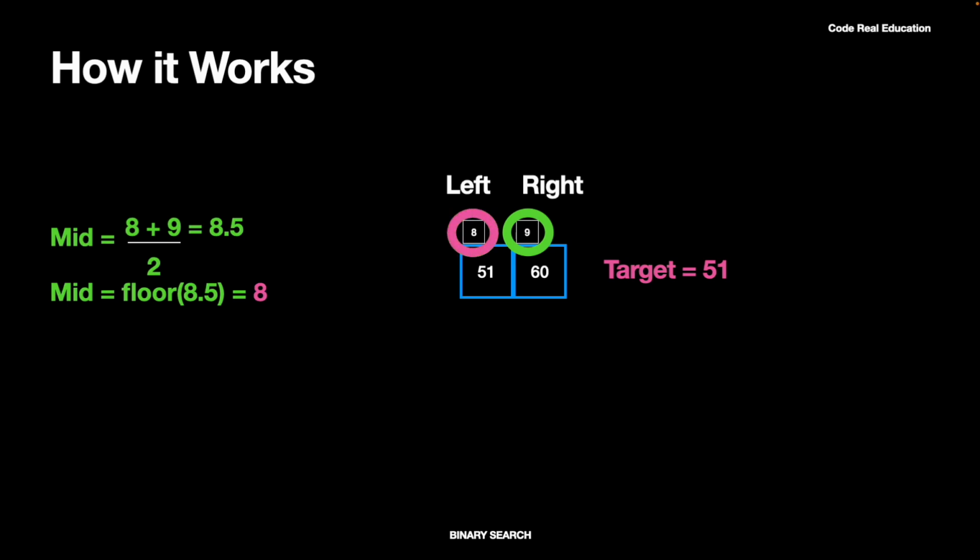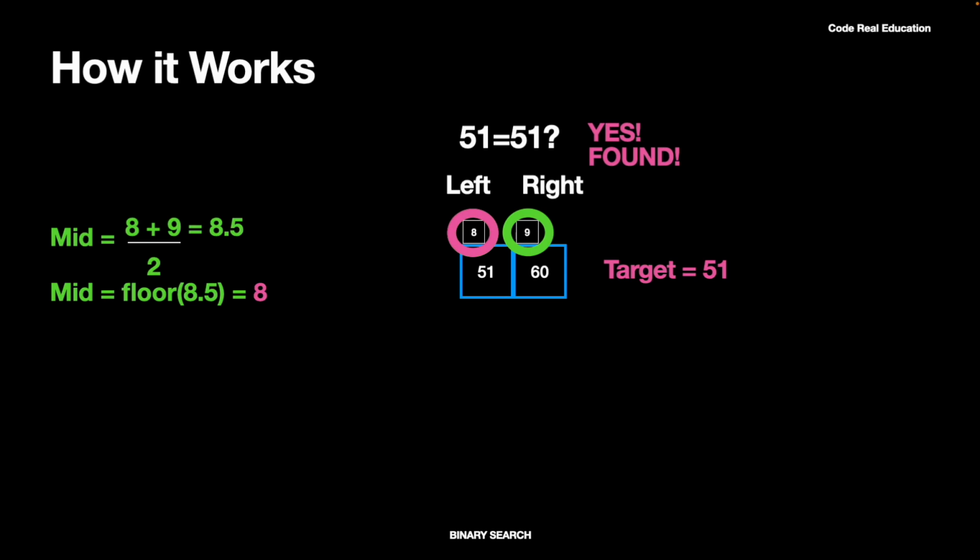And then we compare the value stored at mid in our list with our target. So is 51 equal to 51? That absolutely is equal to 51. So we have finally found our element, and what binary search does now is it basically returns the value 8 to the user, which is the index of our target value in the list.